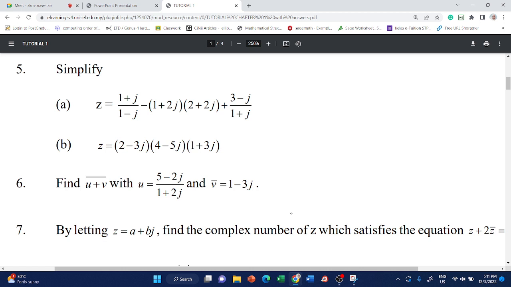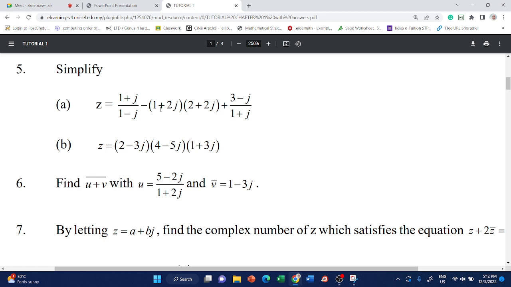Okay, number 5 we have this one. Okay, this part. 1 plus j over 1 minus j. So for the first fraction, what are we going to do here? Times with the conjugate, which is 1 plus j over 1 plus j. That's right. Sorry, 1. Correct, 1 plus j, right? Yes. Okay, it's 1 plus j.